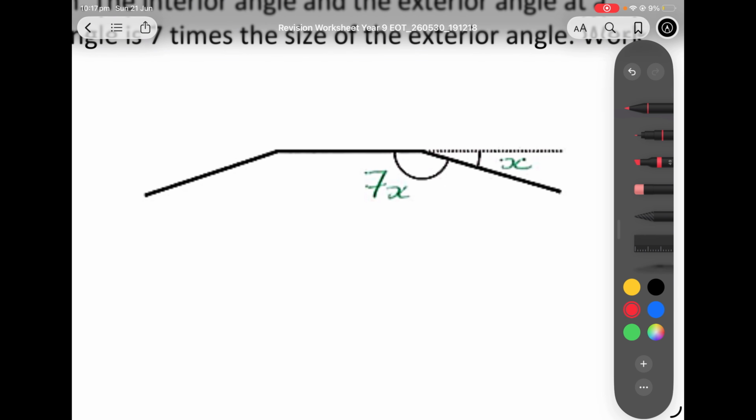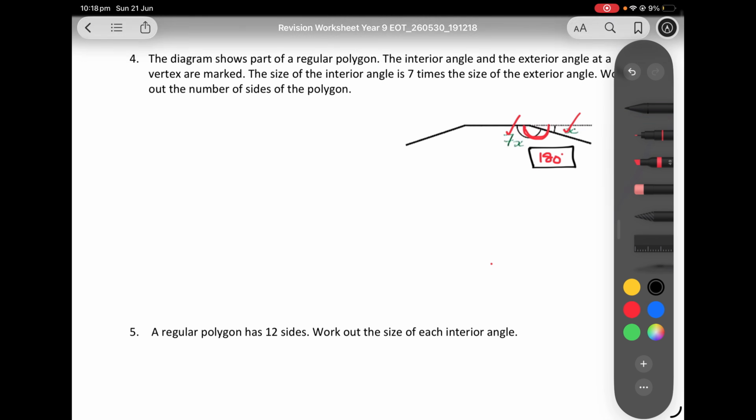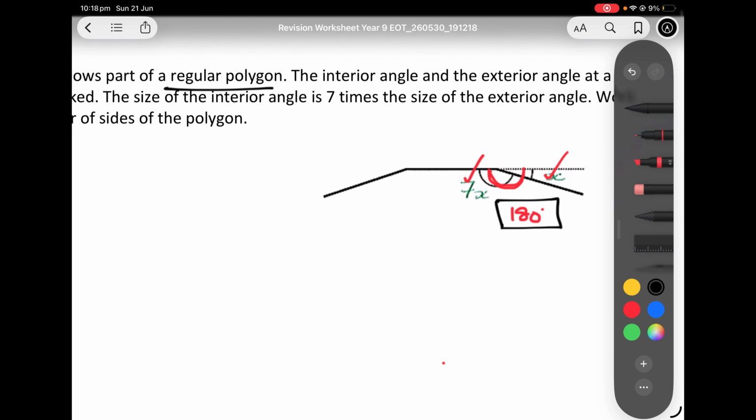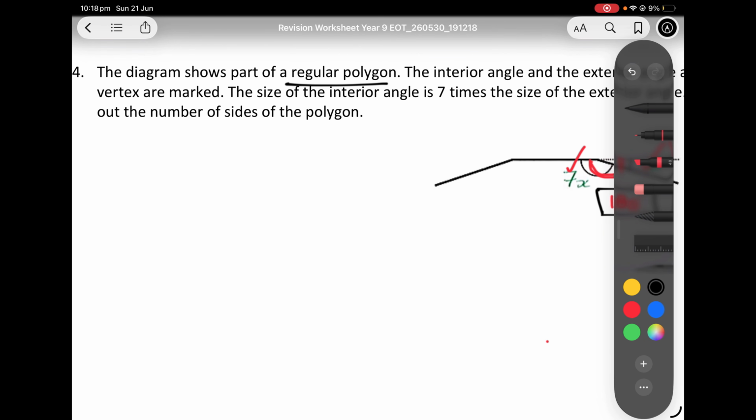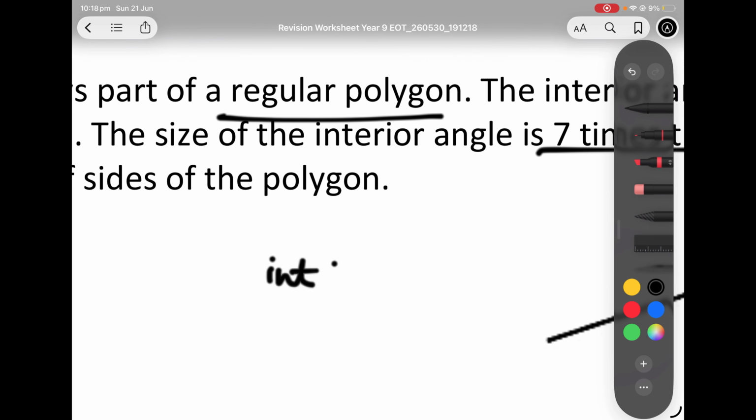Now here I have to find the x value and then solve further. So what is the rule that I'm going to apply? I will apply that the sum of one exterior and interior angle is equal to 180 degrees, because the interior angle is also unknown and the exterior angle is also unknown. Now I will go and read the question. It shows a regular polygon, the interior angle and exterior angle are marked. The size of the interior angle is 7 times the size of the exterior angle.